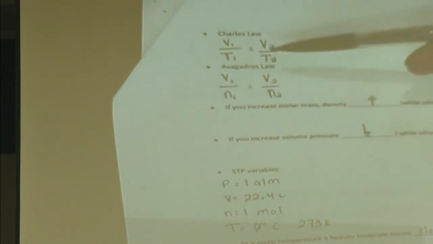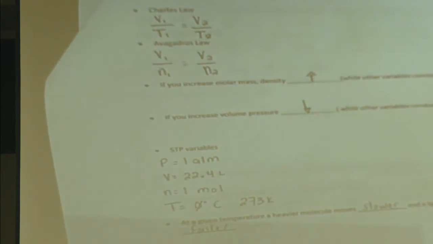Charles' law, same thing. Know what the equation is and what the constants are. STP variables. This is very important. When they give you a question and say at STP, you don't have any of this, right? This is supposed to be in your head. So STP means 22.4 liters, 1 mole, 1 atm, and 273 Kelvin, which is also 0 Celsius.